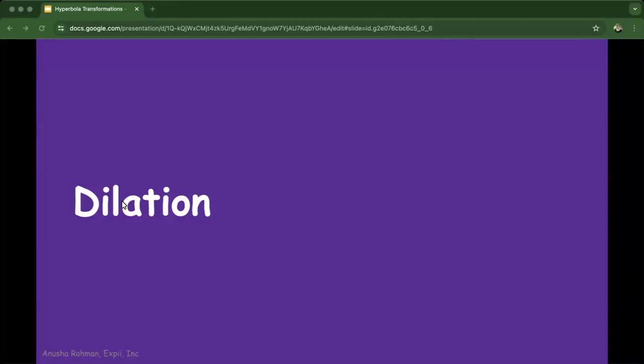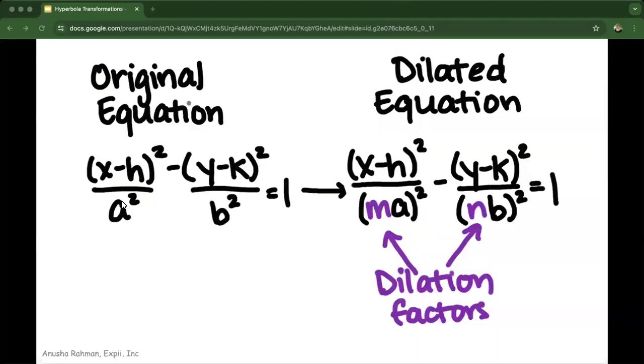Hyperbola dilation, also known as stretching or compression, is a transformation that changes the size of a hyperbola while preserving its shape. This transformation is accomplished by multiplying the coordinates of each point on the hyperbola by a constant factor. On the left side of the screen, we can see the original parent equation for a hyperbola. If we multiply the semi-major axis, A, and the semi-minor axis, B, by dilation factors, M and N, we can stretch or compress the hyperbola.